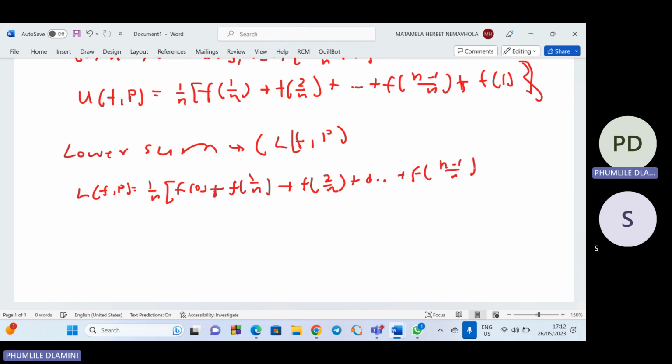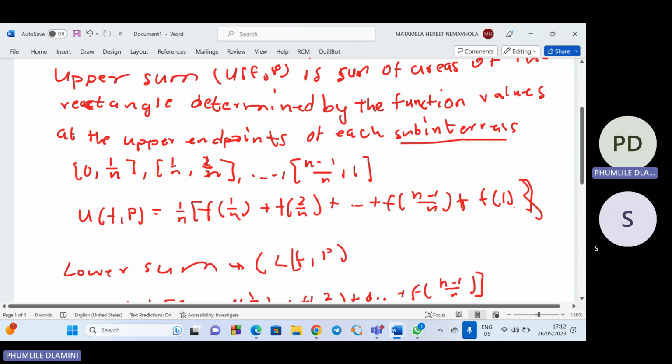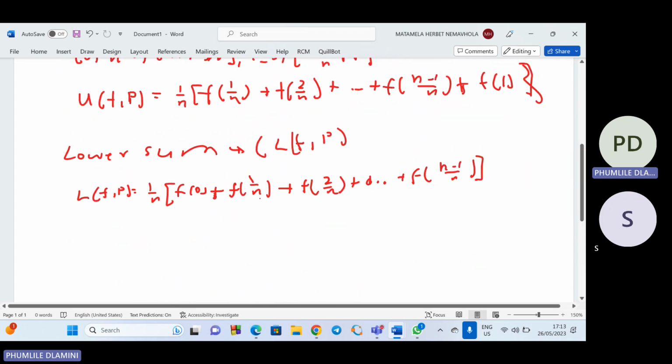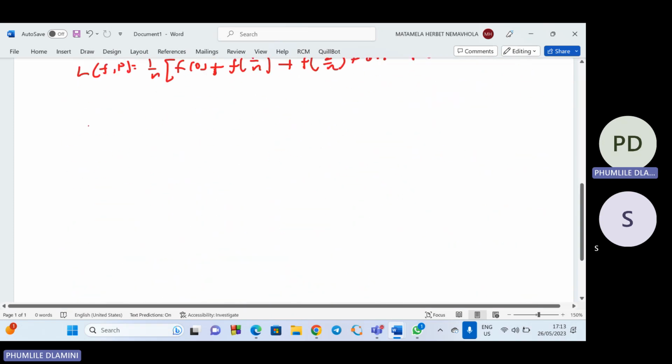So what you must take into account is that in the upper sum, we started at f of 1 over n and it ended at f of 1. But in the lower one, we started at f of 0, and it ended at f of n minus 1 over n. So now when you have this, we can simplify this into our equations.